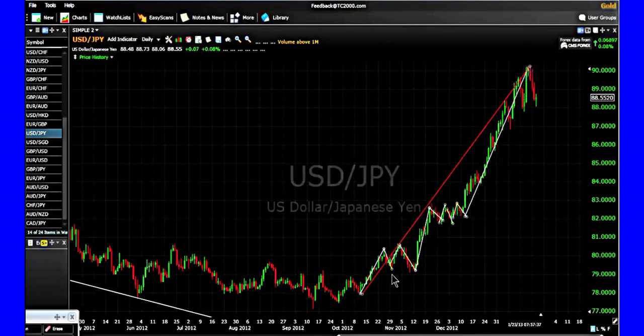This red wave has small waves. First small wave from here to this level here. Second small wave from here to this level here. You can see that the second small wave has been divided into A, B, C. And the third small wave from here to this level here. I'm speaking like this to make it simple for you, so you don't think that the wave principle is a complicated matter. It's not.